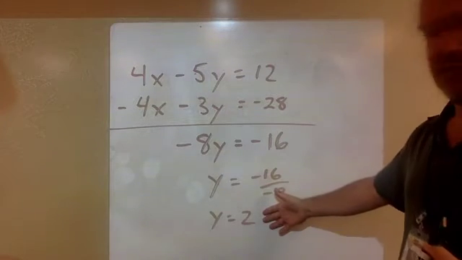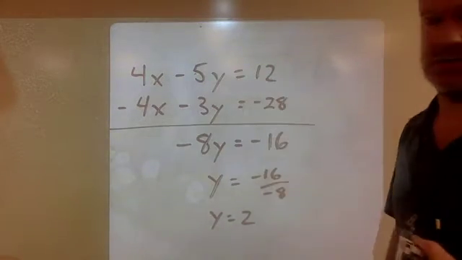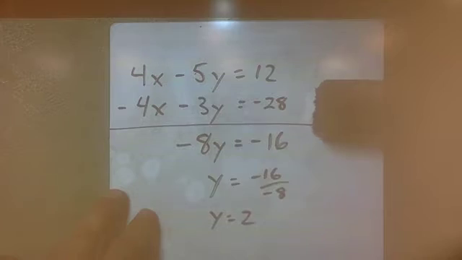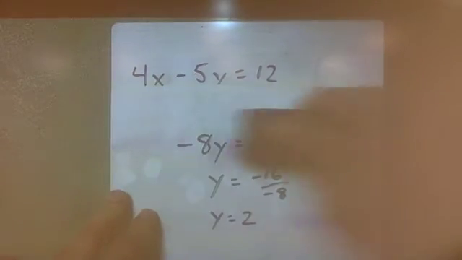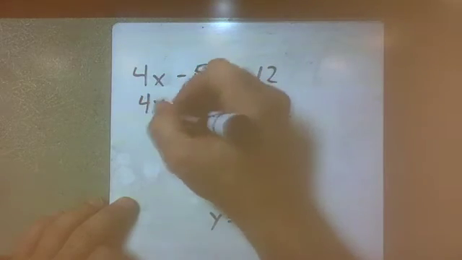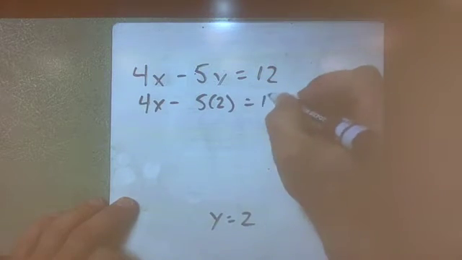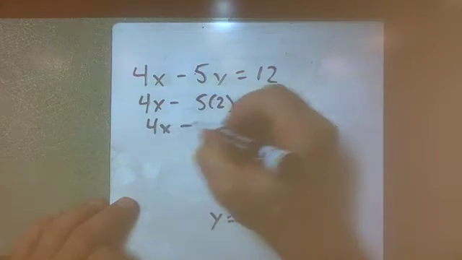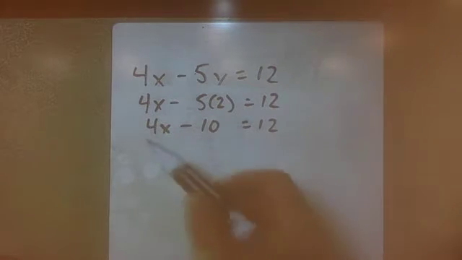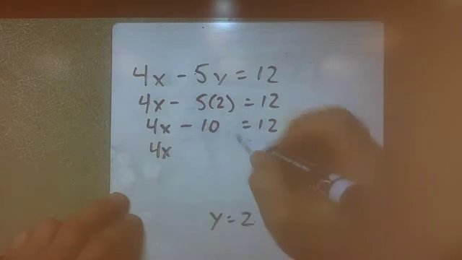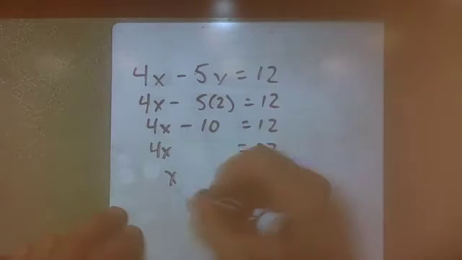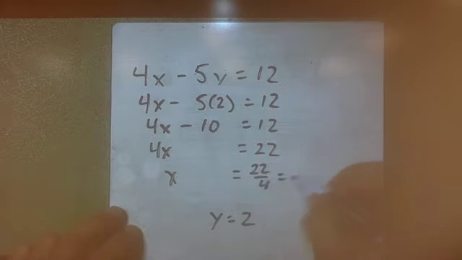Once you have one variable solved, you plug it into either one of these equations and solve for the other one. I'm going to plug it into the first equation because everything just looks a little smaller and easier in that one. So I'm going to plug y equals 2 into this equation. So I'll have 4x minus 5 times 2 is equal to 12. What is 5 times 2? It's 10. So how do I solve for x? I add 10 to the other side and I divide by 4. 4x is equal to 22. That's 12 plus 10. And when you divide by 4, 22 divided by 4 reduces to 11 over 2.